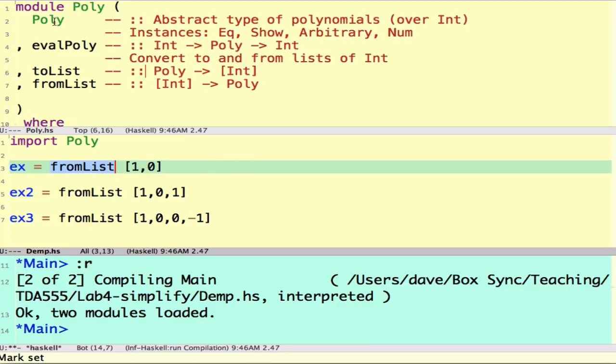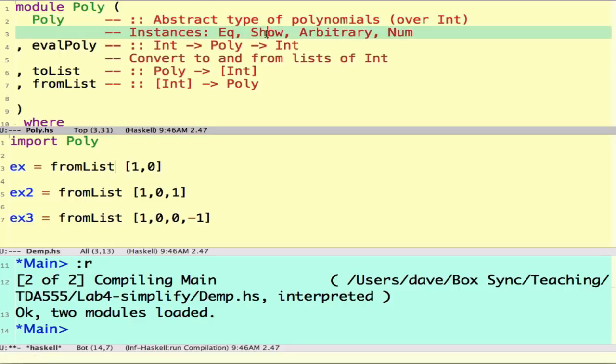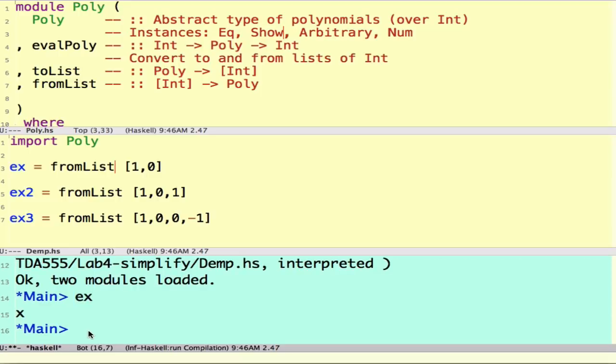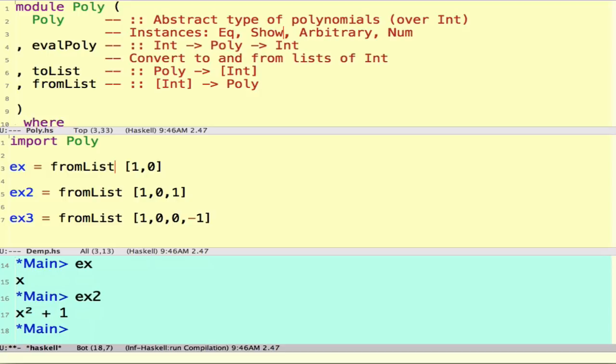Now, the poly type is a member of show, so I can print these things out so we can see what they look like. So what is a 1, 0 when I convert it into a polynomial? Well, let's have a look. It's just x. So that means that this position represents the first power of x, and this is the 0th power of x. Maybe the second example, ex2, will clarify things a little bit further.